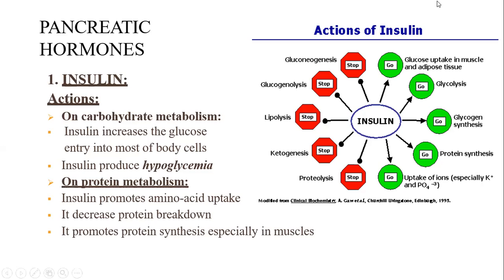Here you can see a summarized form of the action of insulin. It promotes glucose uptake in muscle and adipose tissue. It enhances glycolysis. It promotes glycogen synthesis. It also promotes protein synthesis and uptake of potassium and phosphorus ions. However, it inhibits gluconeogenesis. It also prevents glycogenolysis, stops lipolysis, prevents ketogenesis, and prohibits proteolysis. So these are the various actions of insulin.